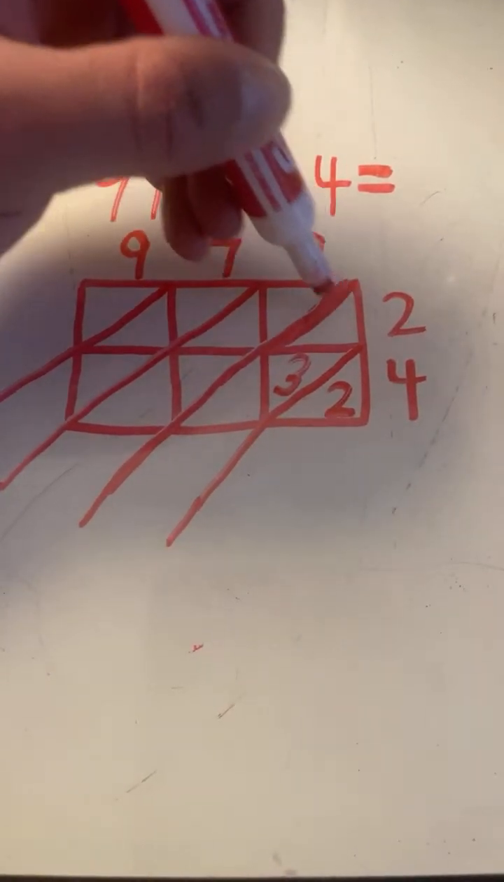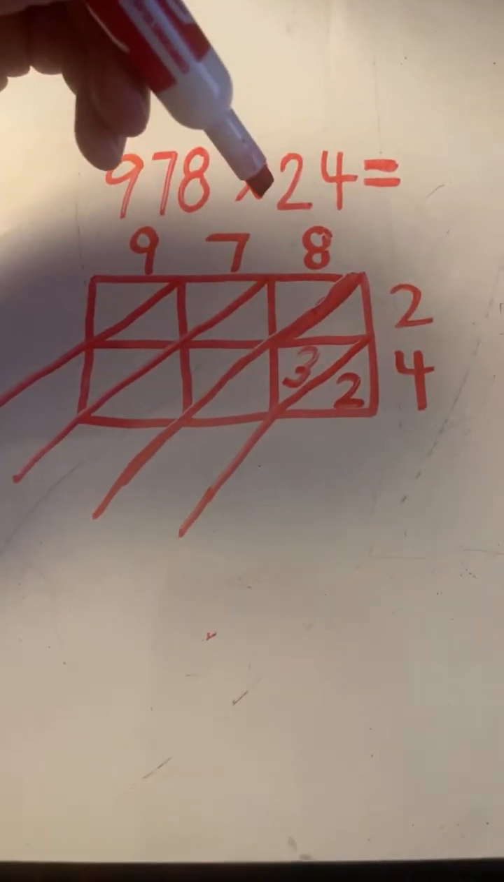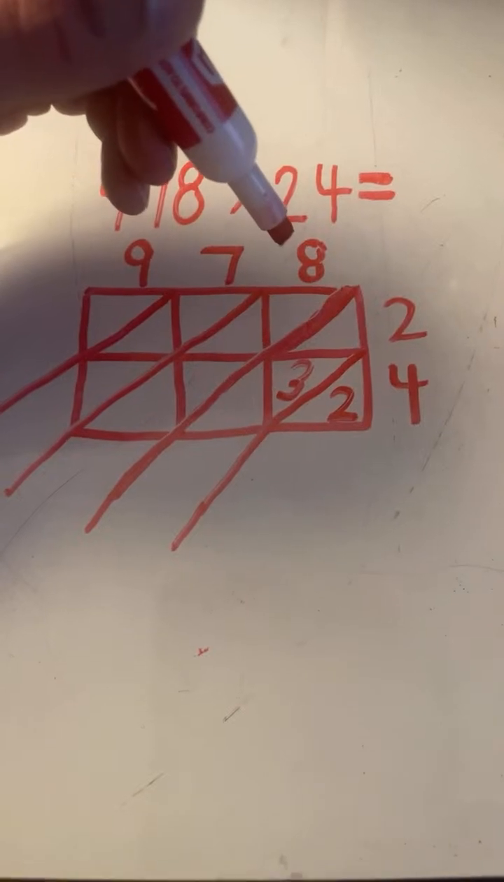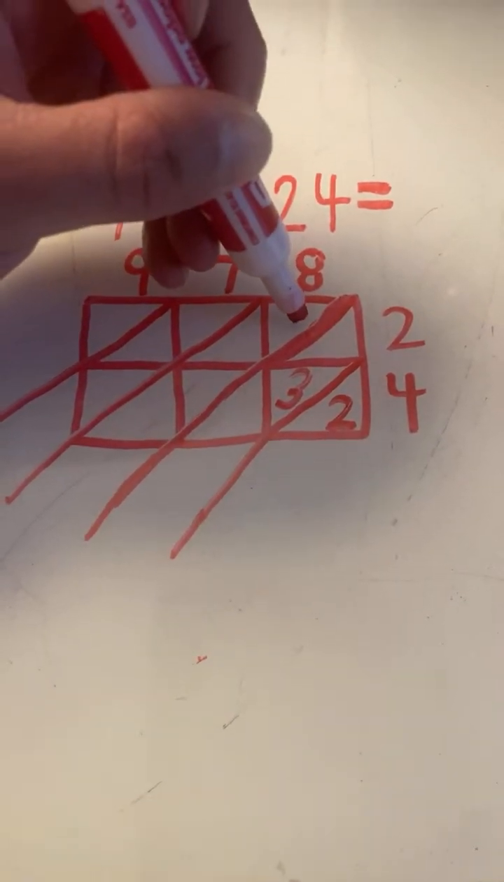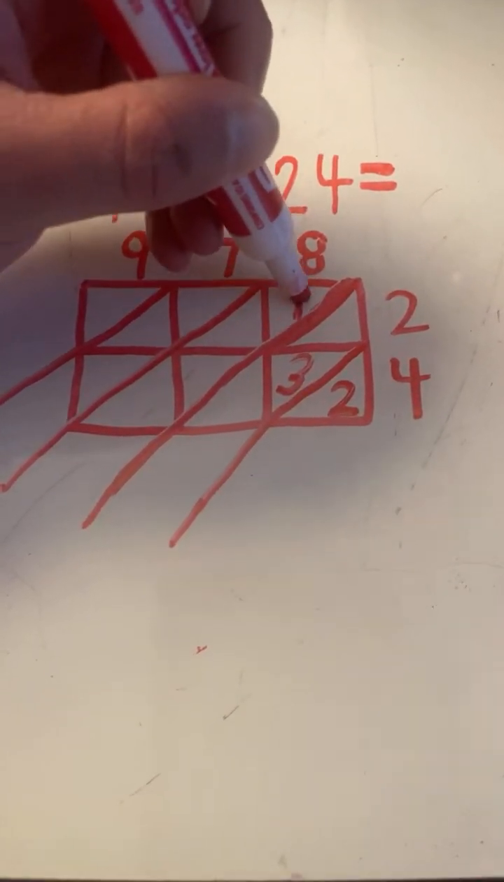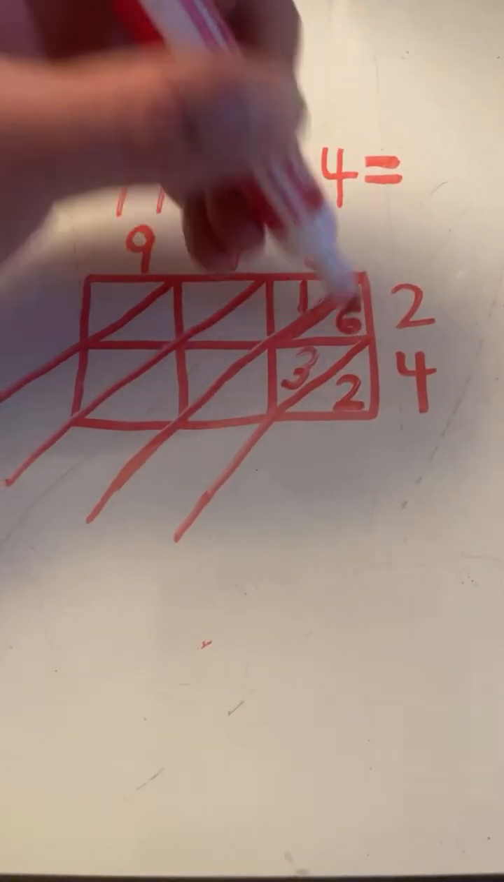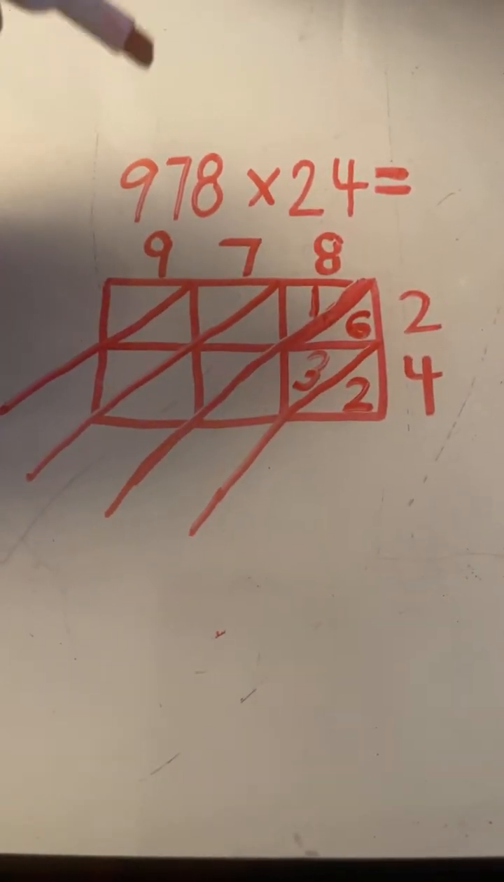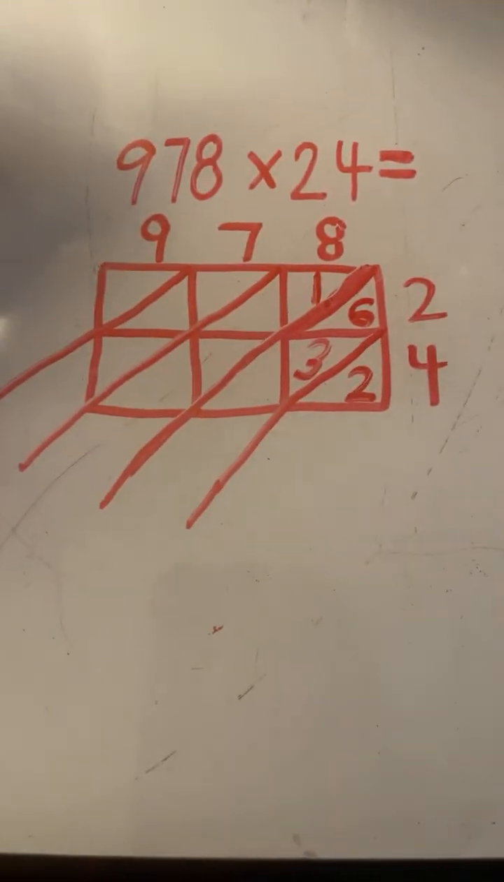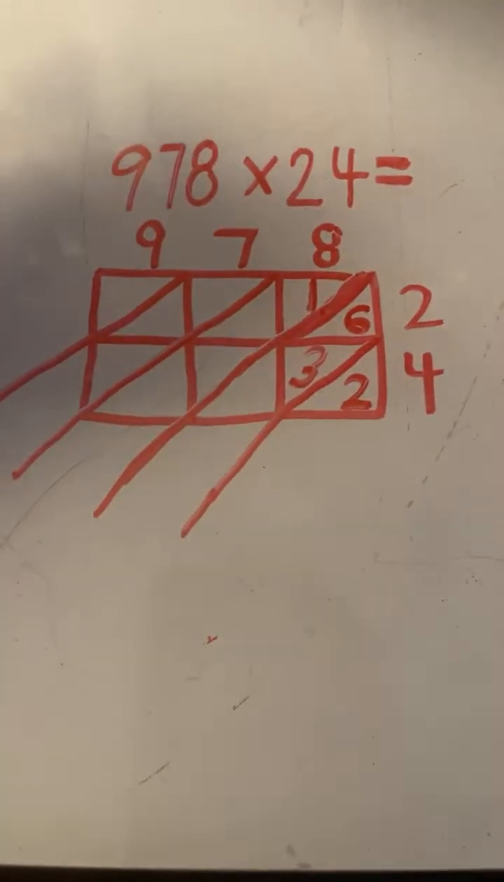And this square is going to be the answer to 8 times 2. 8 times 2 equals 16. So 16 is a 1 and a 6, so we're going to put a 1 in this triangle and a 6 in this triangle. So each square gets an answer, and each triangle gets a different digit for that answer.